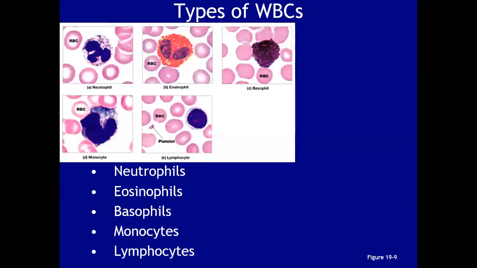Okay, we've talked about those red blood cells. Now let's get to these white blood cells. Okay, here's what they look like. Top left, neutrophil. Middle one, top, eosinophil. One on the right, that's the basophil. Then we've got a monocyte, and we've got a lymphocyte. Now, we're going to have to be able to identify these, okay?